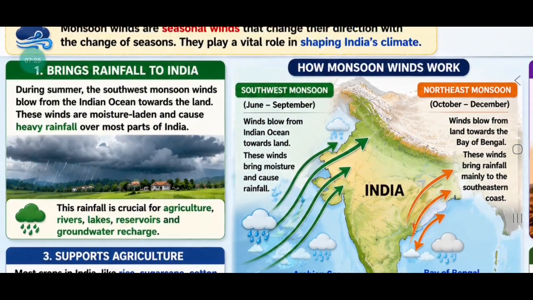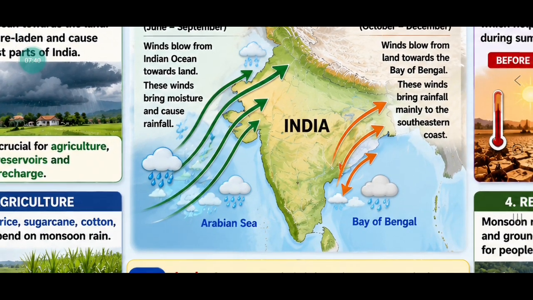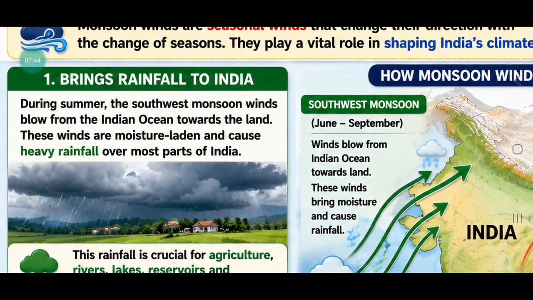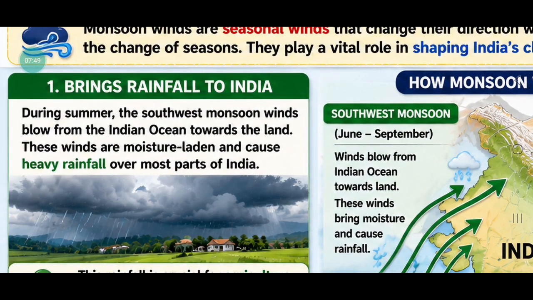So the first point is, monsoon winds bring rainfall to India. During summer, southwest monsoon. Focus on the direction of the winds. As shown in the picture also, these are southwestern winds, coming from the southwest direction. So southwest monsoon winds blow from the Indian Ocean towards the land.